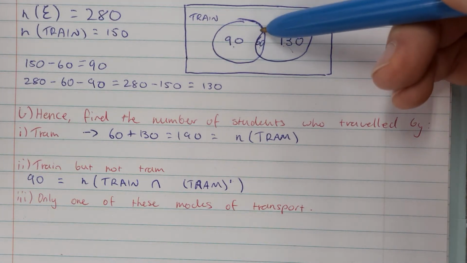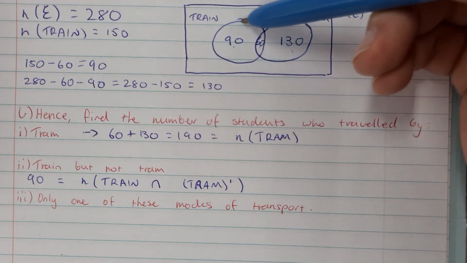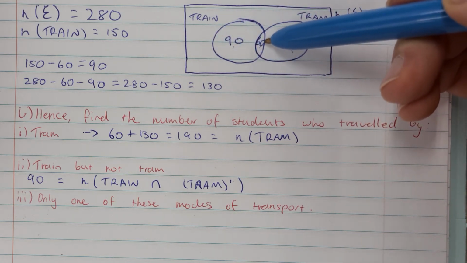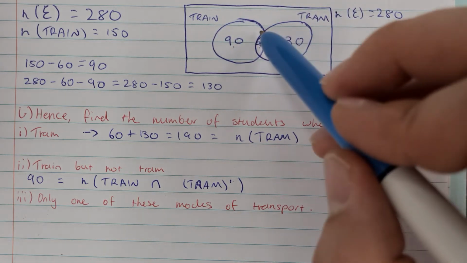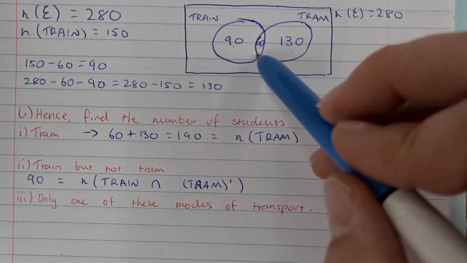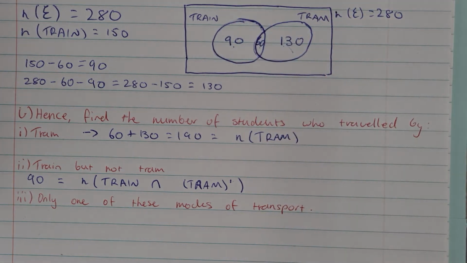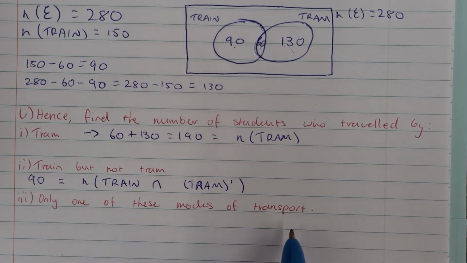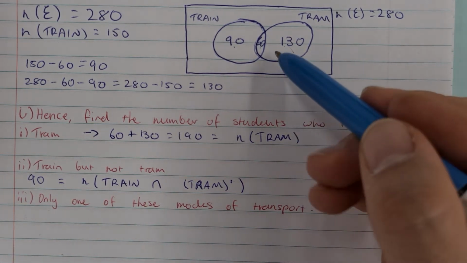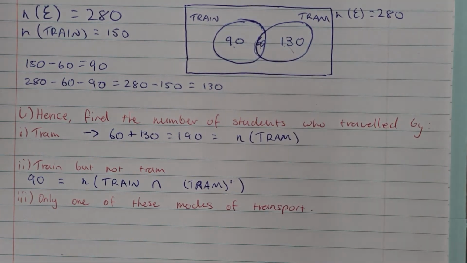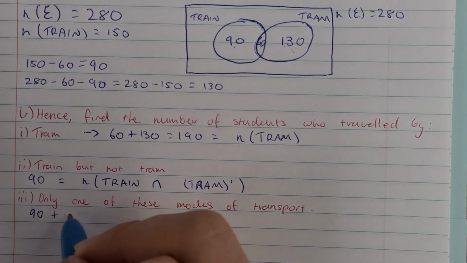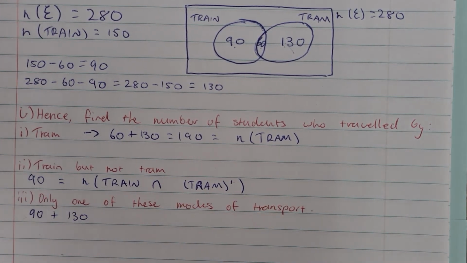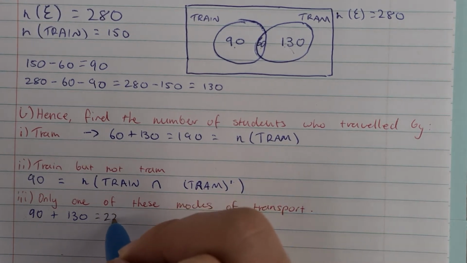So you want to think about it. You're taking train, which is the entire circle, and you're finding the intersection with everything that is not tram, which leaves you with just this bit, not including that. And finally, we want to find the number of students who travelled using only one of the modes of transport. So essentially, we're just excluding the students who travelled by both. So the ones who only travelled by train plus the students who only travelled by tram, and that equals 220.